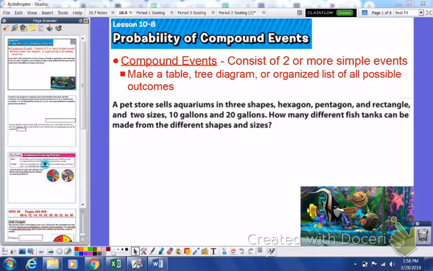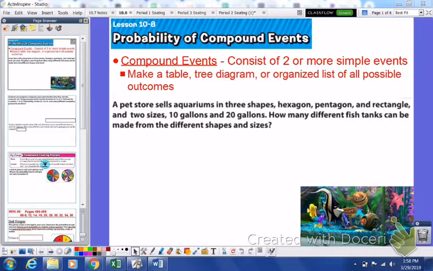Alright guys, last section of this chapter, section 8, we'll be talking about probability of compound events. So previously we talked about simple events where we were just looking for one outcome. Compound events, vocabulary here, consist of two or more simple events. In order to find our possibilities for your compound events, you can make a table, you can make a tree diagram, you can make an organized list of all the outcomes and then count them up.